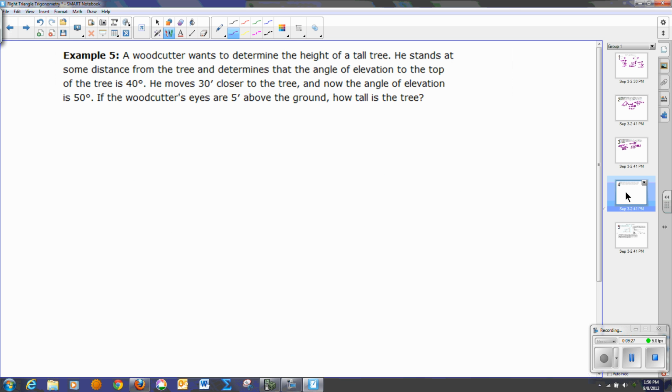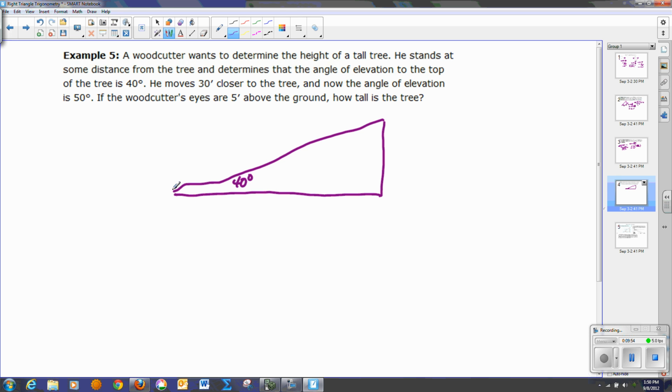Our last example of the day: we want to determine the height of a tall tree. Here's my tall tree, let's say. A woodcutter stands some distance from the tree, and he looks at an angle of elevation and sees the top of that tree at 40 degrees. Then he moves 30 feet closer.